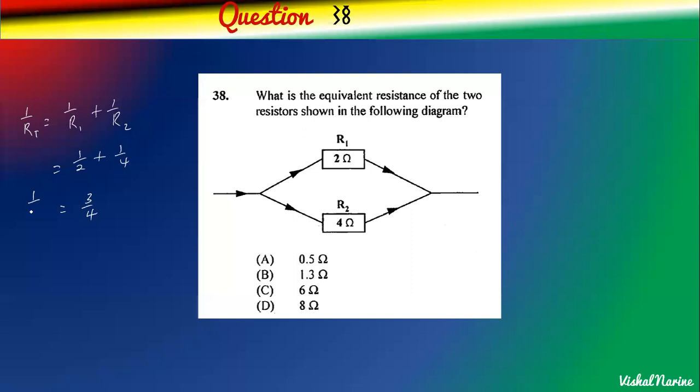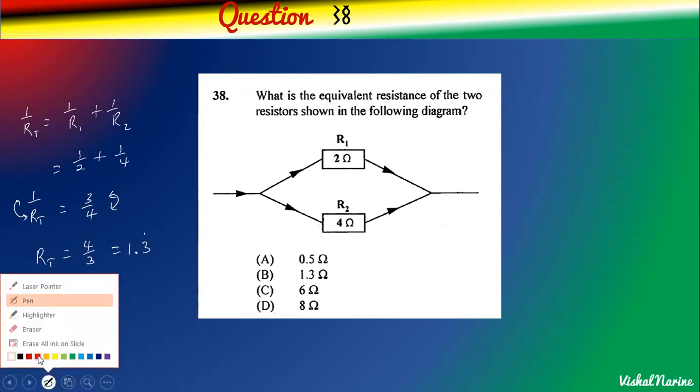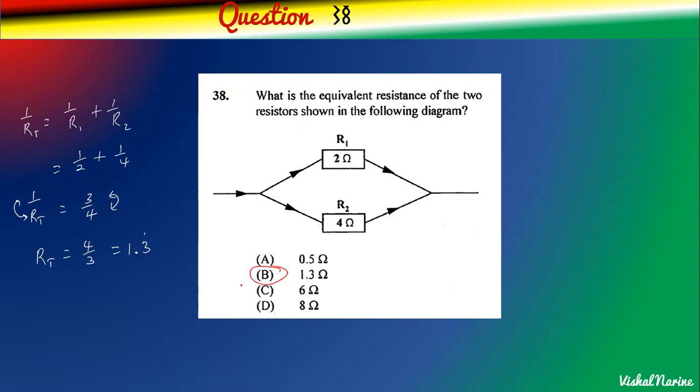So 1 over R total is equal to this here. So R total will equal the inverse, which is equal to 4 divided by 3, which is equal to 1.3 recurring. So we have an answer of B, 1.3 ohms. All right, so persons who have responded, I see you have the correct answer.